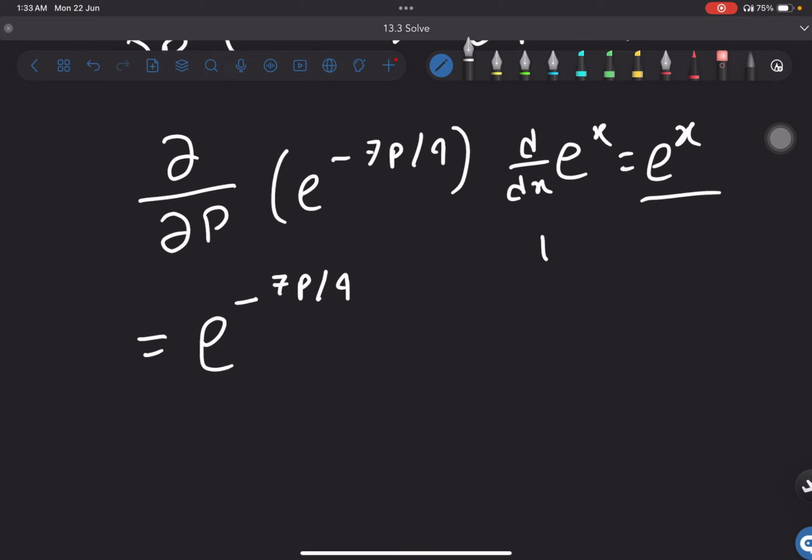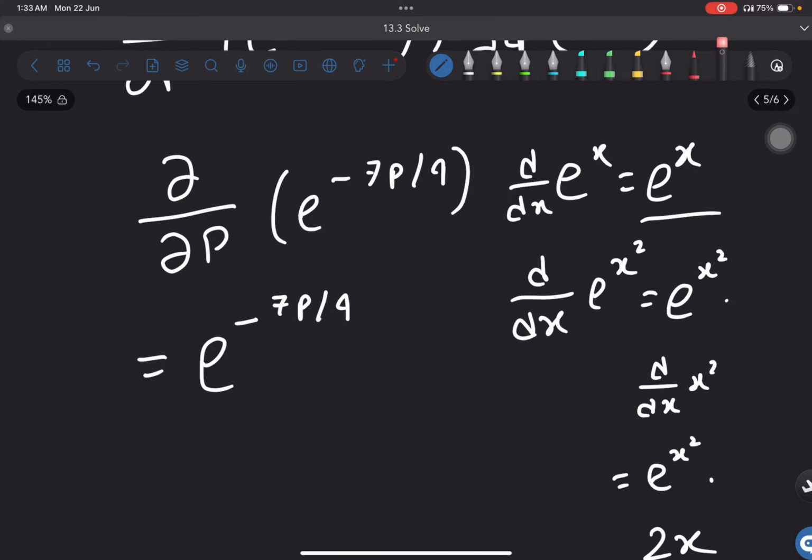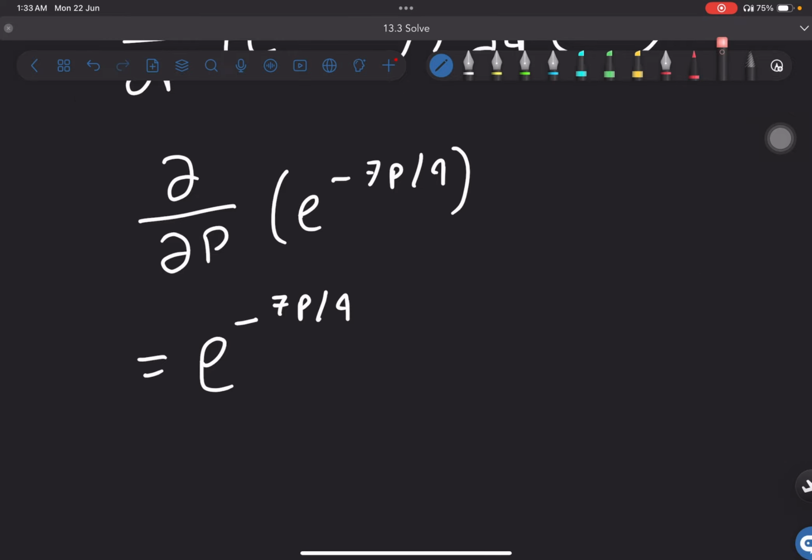Now, when I said we have to do d dx of e to the power x equals e to the power x, what if it is something like d dx of e to the power x square? In that case, this will be again e to the power x square into, we have to again do d dx of x square, because this is a term on its own, which comes to e to the power x square into 2x.